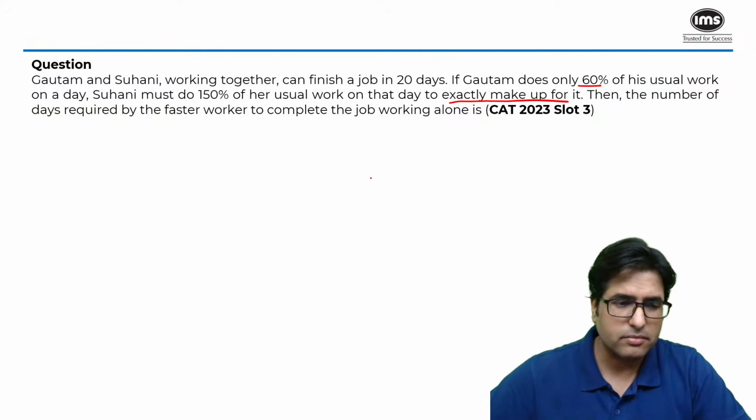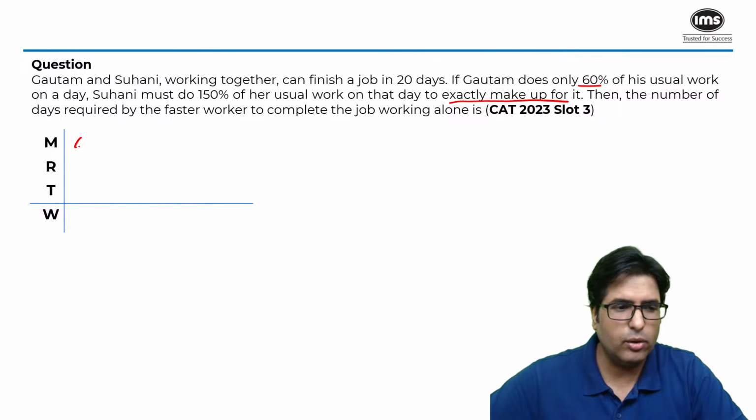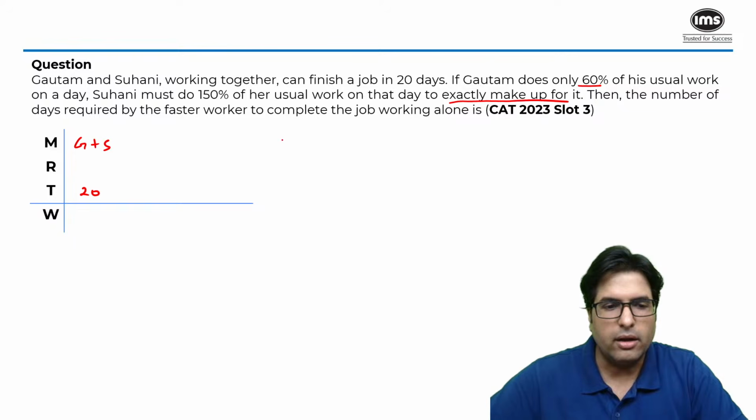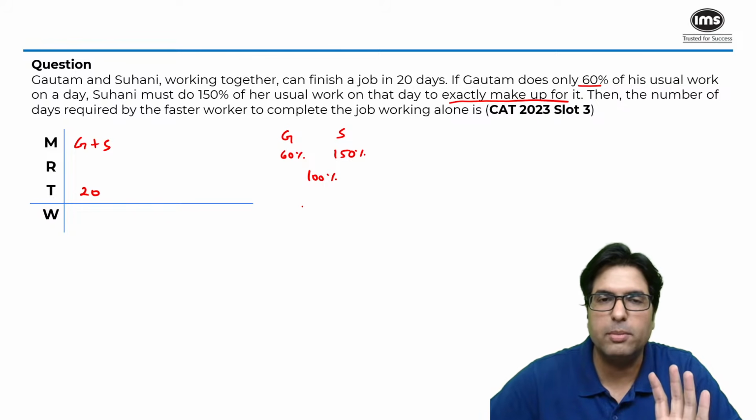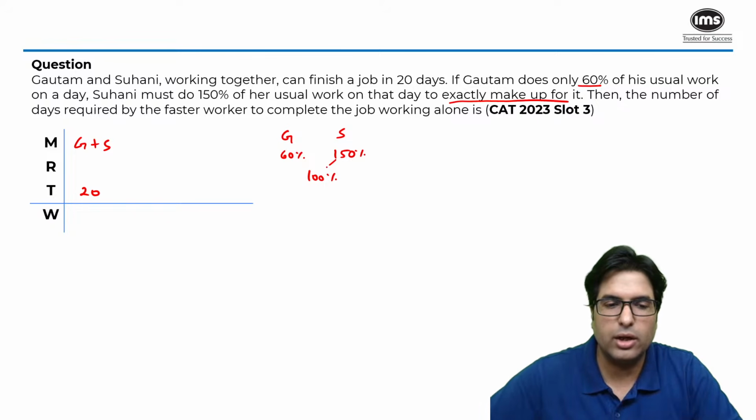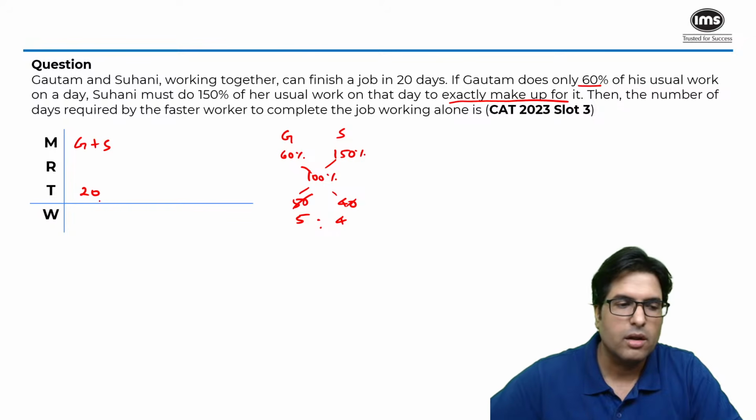So we have this basic structure. We know that Gautam and Swani working together can finish a job in 20 days. Now they are saying if Gautam works at only 60% of his efficiency, Swani must work at 150% of efficiency to make up for it, to make sure that 100% efficiency is still there. So I can use allegation and say 50 and 40, the ratio of their efficiency is 5:4. So Gautam 5, Swani 4, 9 into 20, 180 units of work is there.